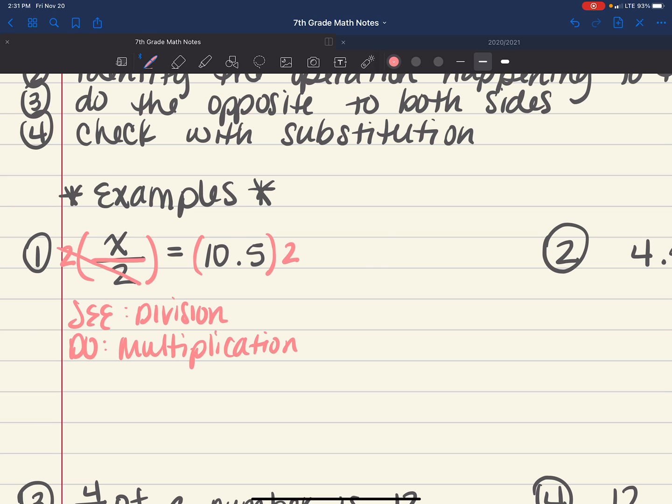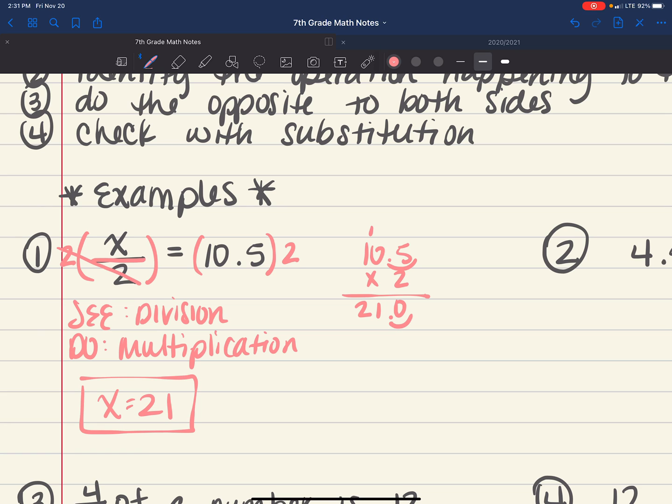Now 10.5 times 2, we should be able to do in our heads, but in case we can't, we'll work it out. 5 times 2 is 10, carry the 1. 0 times 2 is 0, plus 1 is 1. 1 times 2 is 2. I see that my decimal is 1 in, so I'll go 1 in, which means that x equals 21.